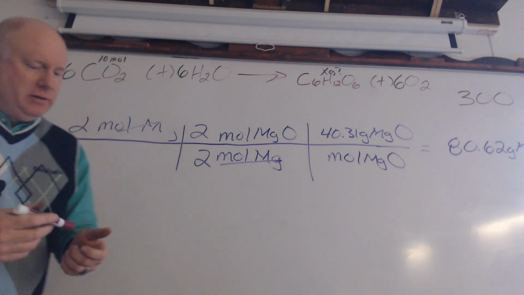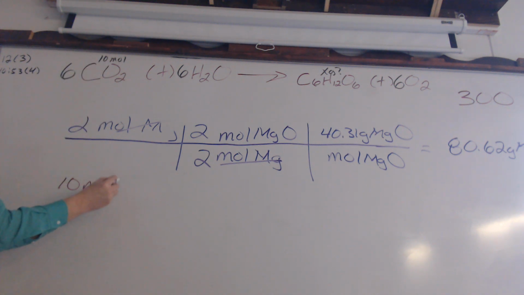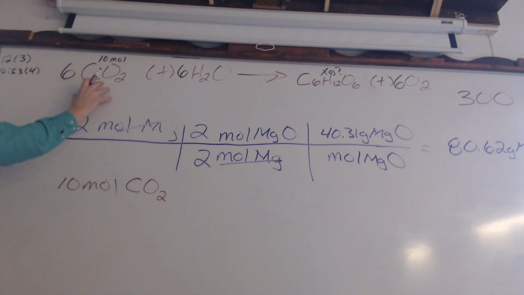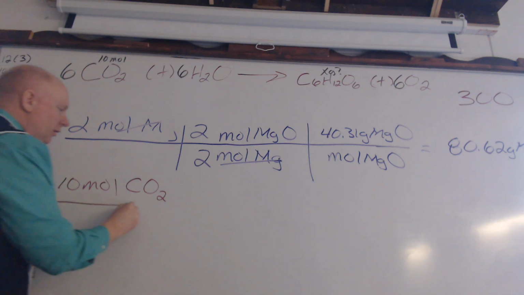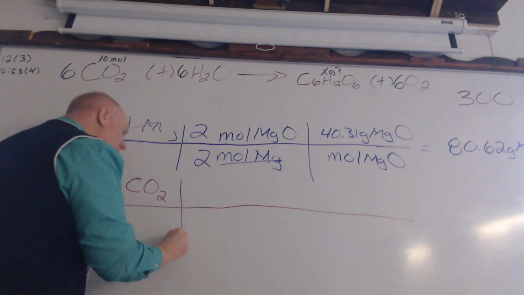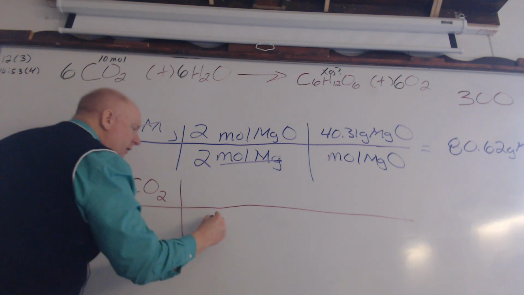Okay, so as we come back to this, there's only one place to start. We've got 10 moles of carbon dioxide. We're on the reactant side. We have to get to the product side. So in order to do that, we have to go through the mole ratio. So how do we cancel out our moles of carbon dioxide in our second step? We're going to put that on the bottom.